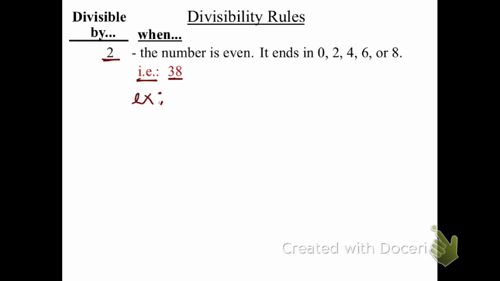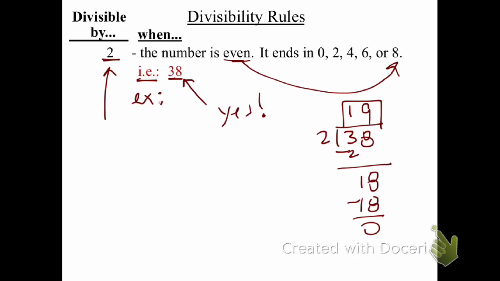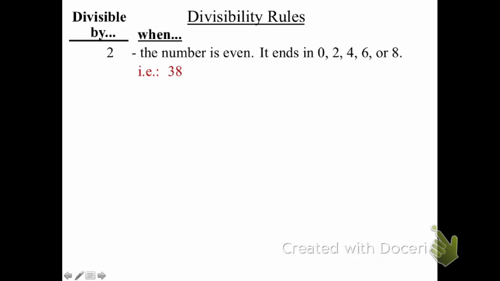So we look at 38. Does it end in 8? Yes, it does. Is 8 an even number? Yes, it is. So let's check it out. 2 divided into 38. 1, 2, subtract, I get 18, 9, subtract 18, 0. So the number is divisible by 2 when it ends in an even number. Some other examples are 174, and why do we know 174 works? Because it's an even number, our last digit, which is 4.